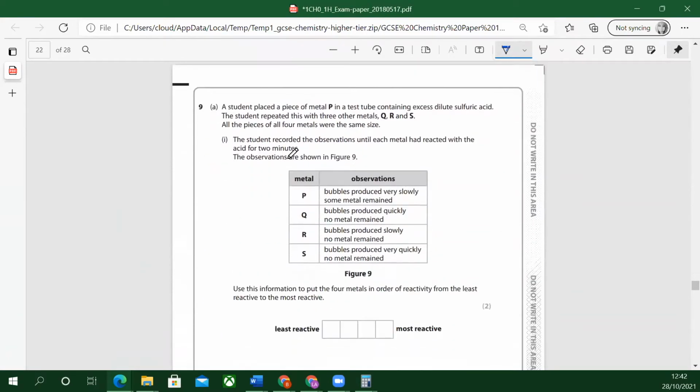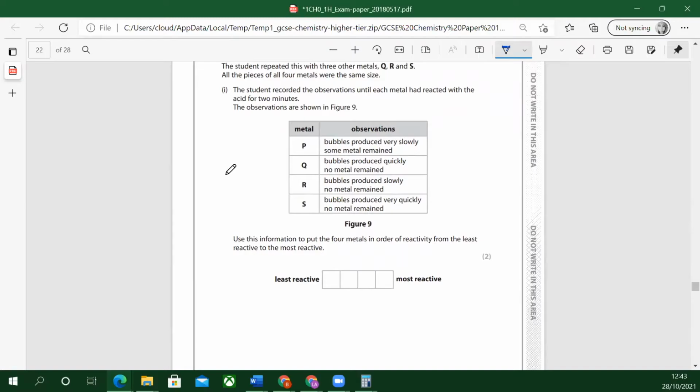Okay. Number 9. A student placed a piece of metal P in a test tube containing excess dilute sulphuric acid. The student repeated this with 3 other metals, Q, R, and S. All the pieces of 4 metals were the same size. The student recorded the observations until each metal had reacted with the acid for 2 minutes. The observations are shown in figure 9. Okay, so we need to use this information to put the 4 metals in order of reactivity from the least reactive to the most reactive.